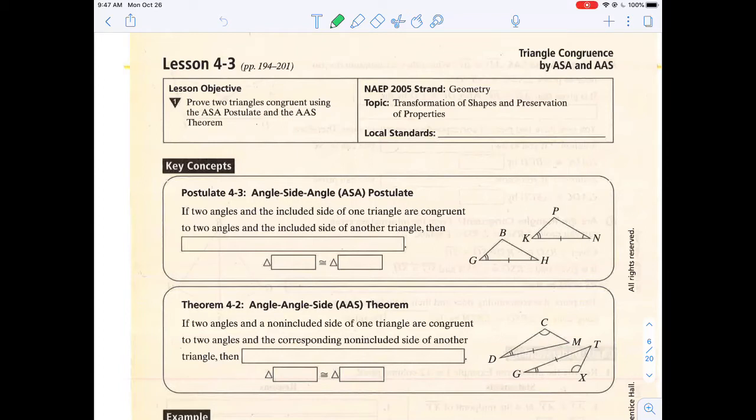Okay, lesson 4.3 is about triangle congruence using ASA and AAS. So our objectives are to prove two triangles are congruent using the ASA postulate and the AAS theorem.